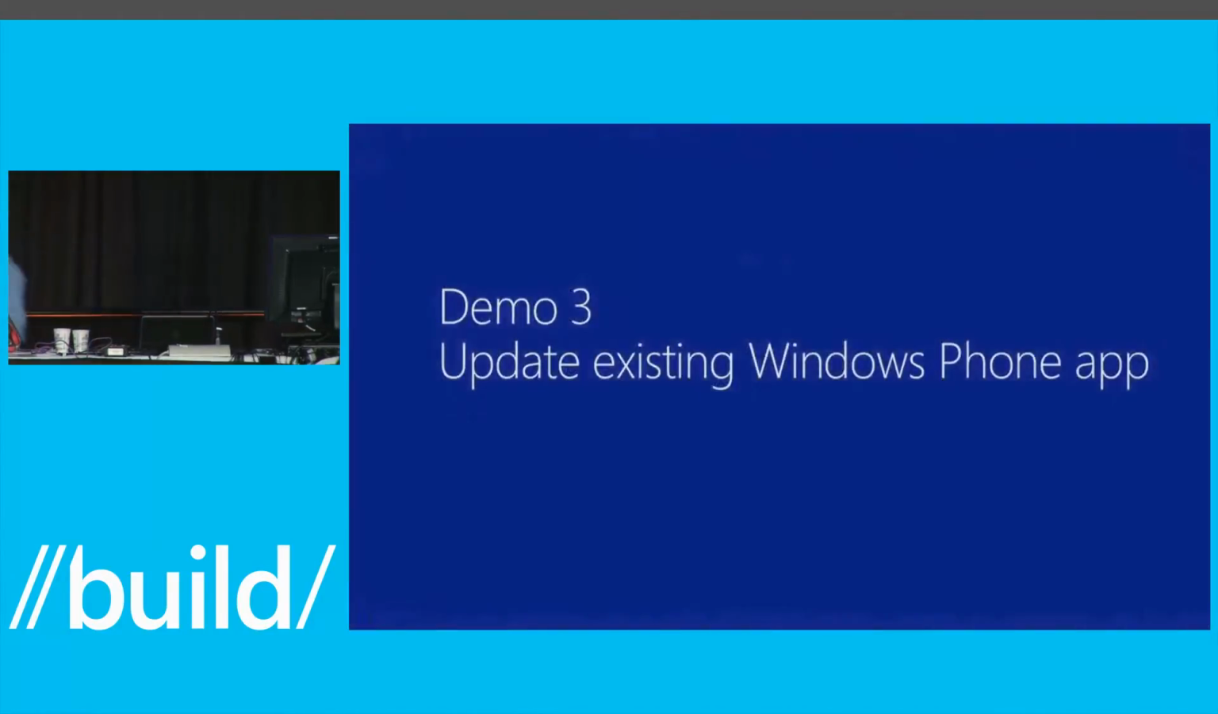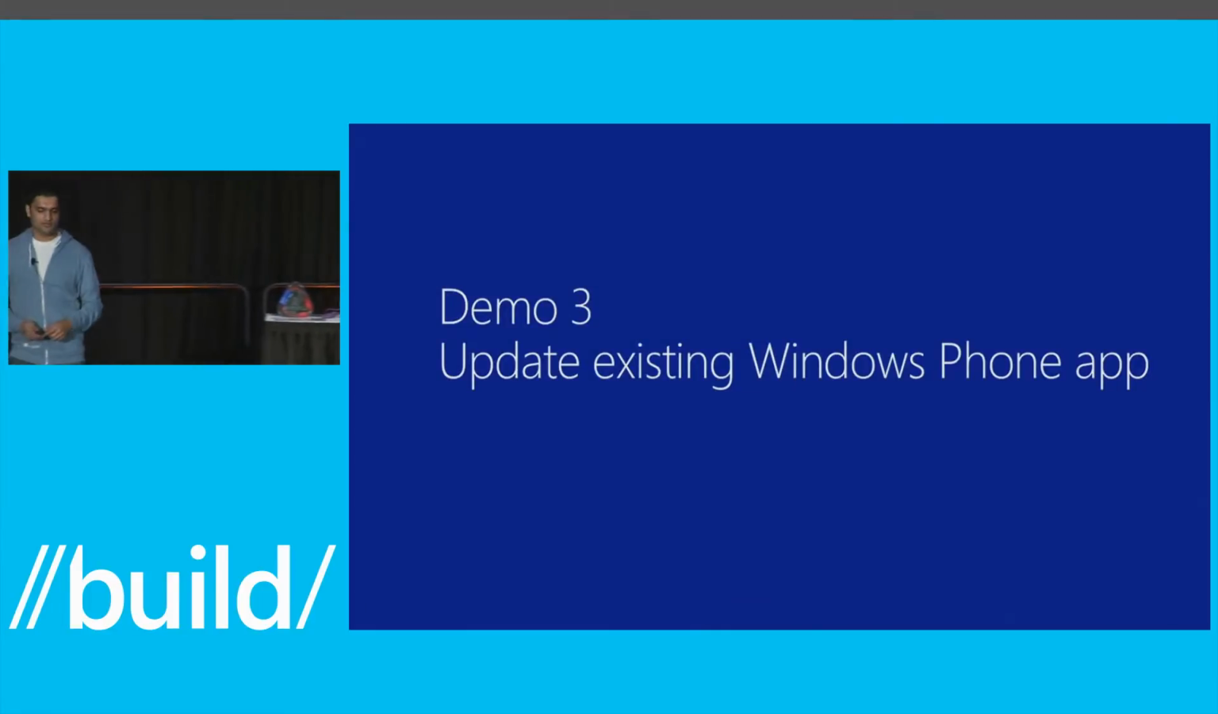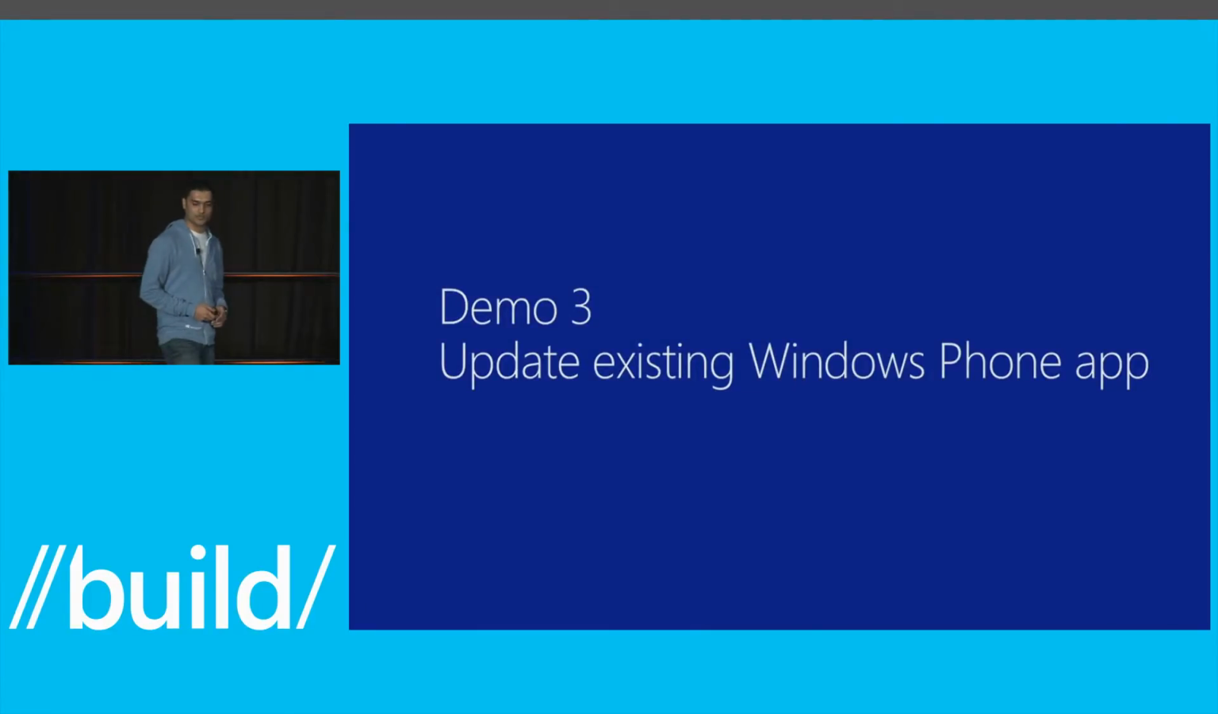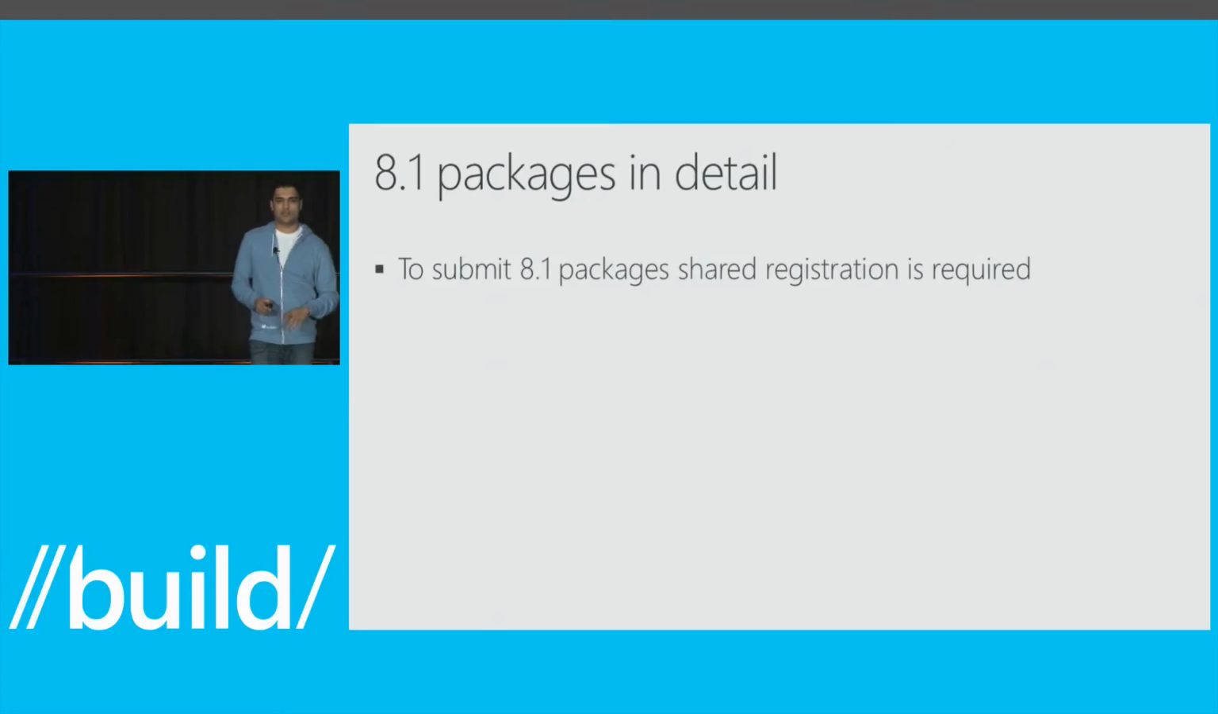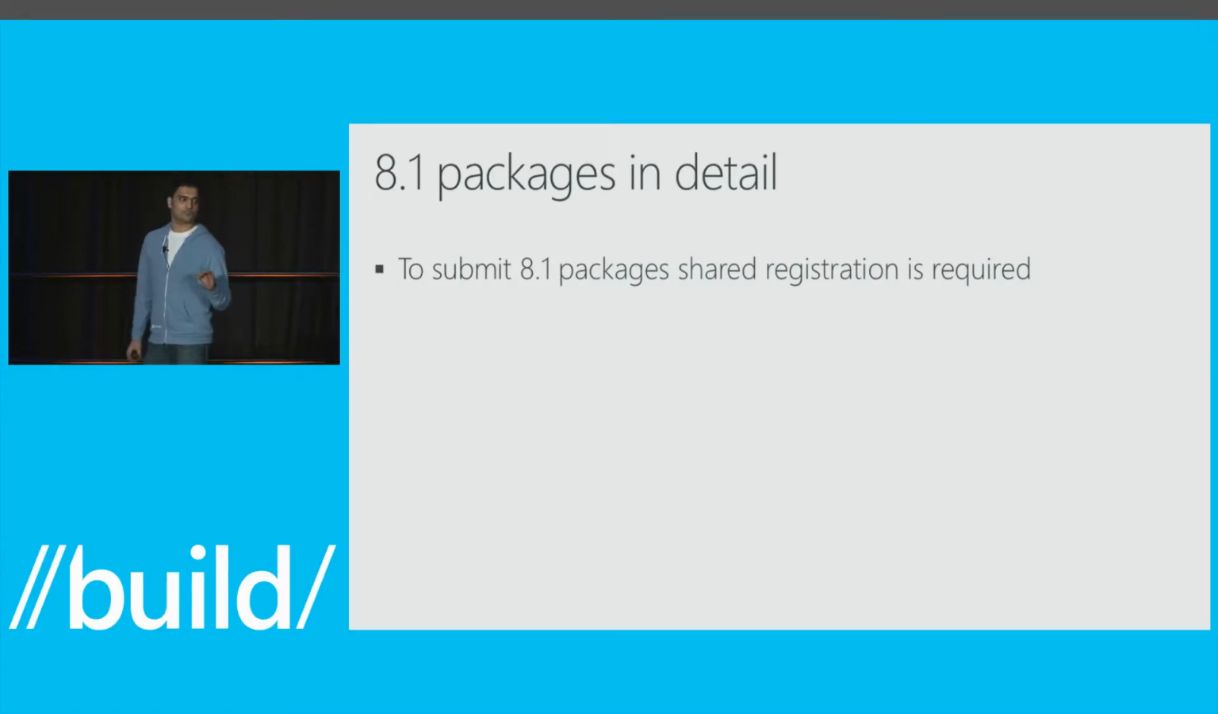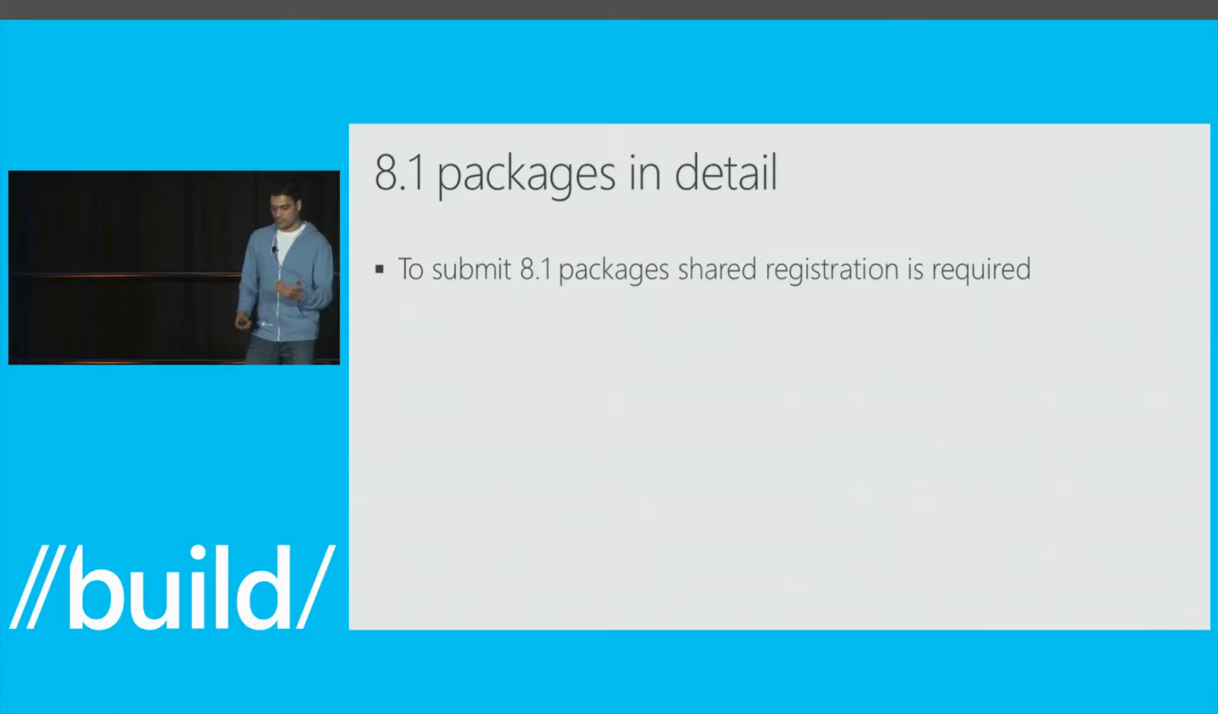All right. So that was my third demo, how to update an existing Windows Phone app. Now, there are a few other rules you need to be aware of when it comes to 8.1 packages. The first one is you must have finished your shared registration process before you come and do this submission. The reason for this is the whole app name reservation that is required.